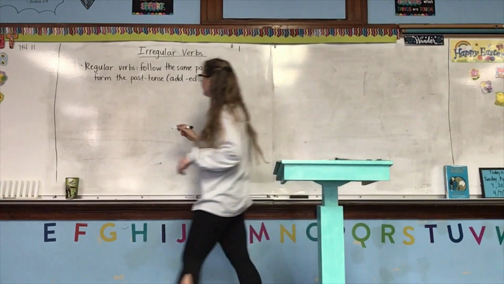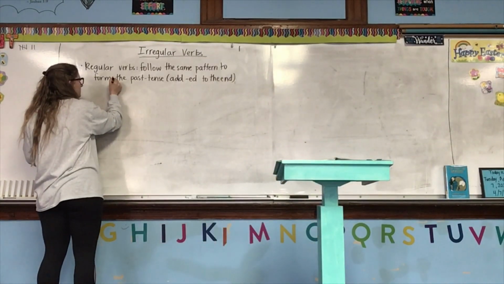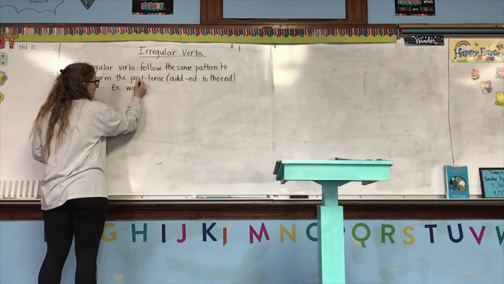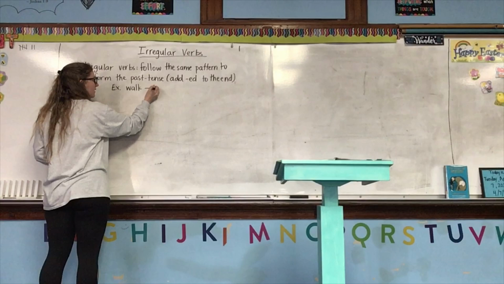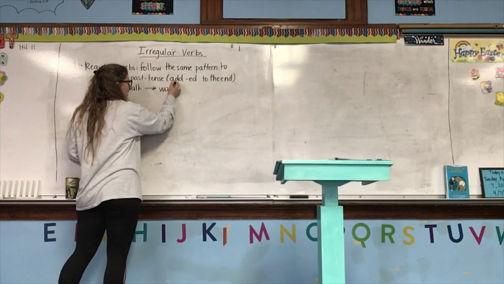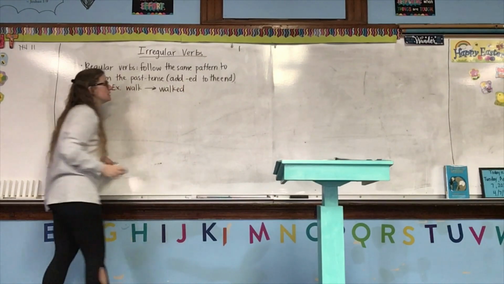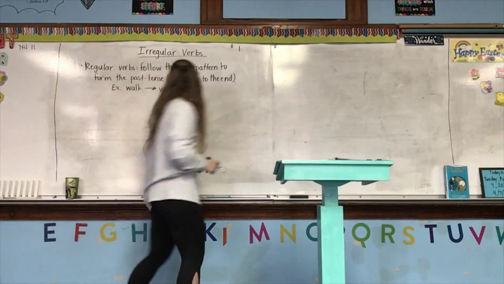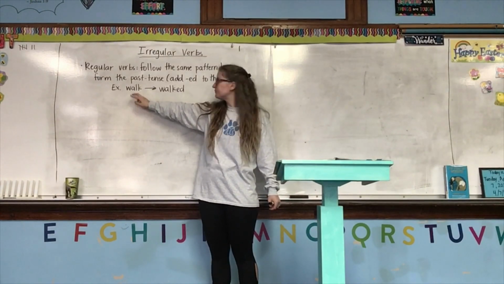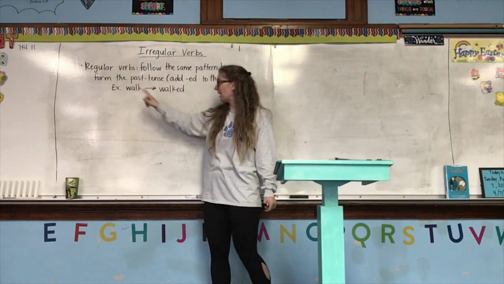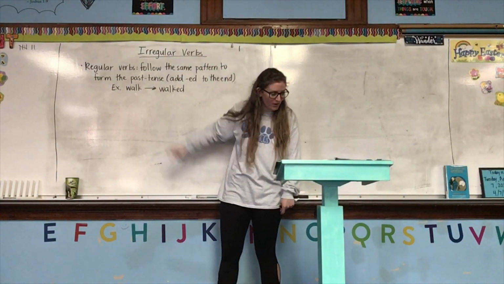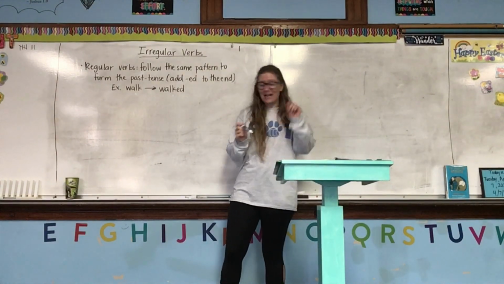So, for example, walk, the verb walk, to make it past tense, you just add ed to the end to make it past tense. Here's our base verb walk, and then we add ed to say they walked to the store yesterday.